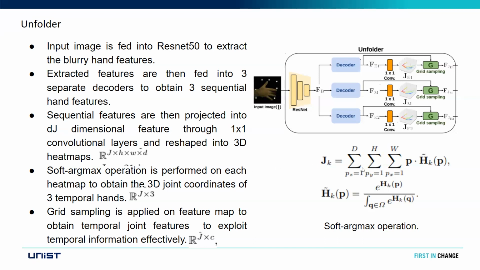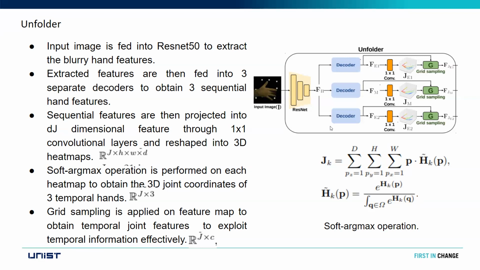The soft argmax is as follows. This P stands for the location, and this H is the normalized version of the heat map, which is normalized as follows. And then they apply grid sampling on the feature map coming from the decoder to exploit temporal information effectively.